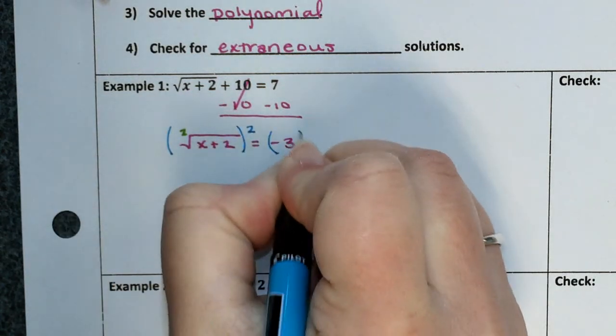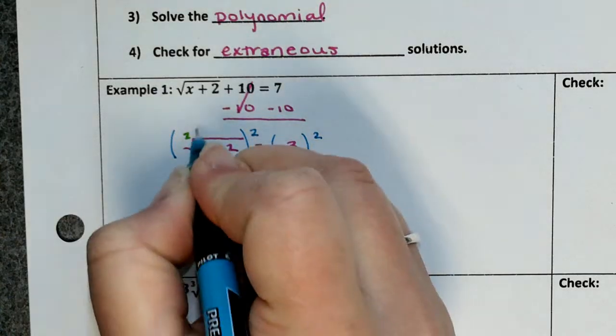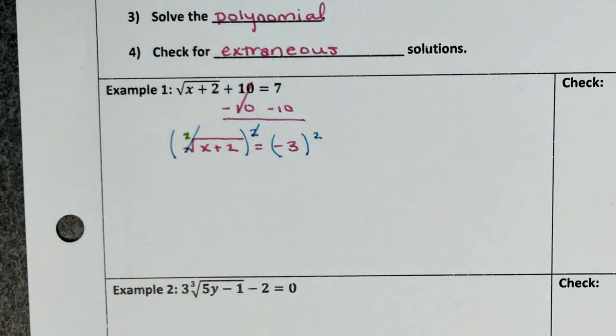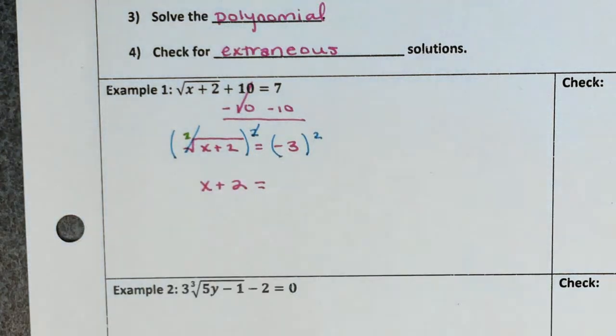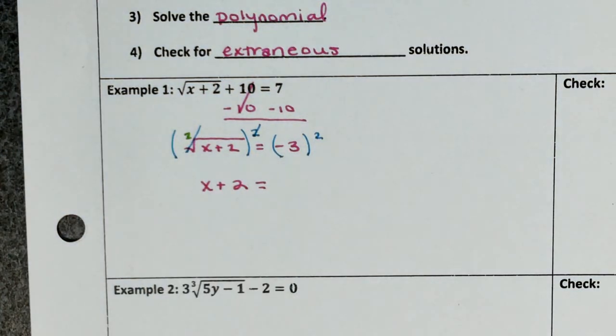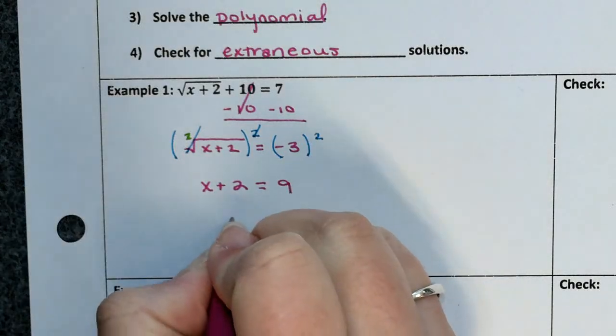Because what happens when you square a square root, the square root and the square cancel, and what we're left with is x plus 2 equals, what is negative 3 squared? 9. Are we okay with what we did? Now, that's just a polynomial. More specifically, it's a linear. How do we solve that? Subtract 2 on both sides.